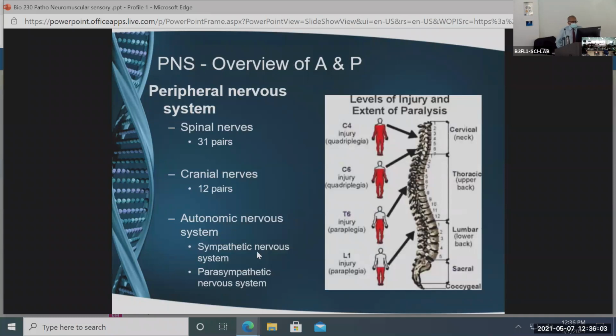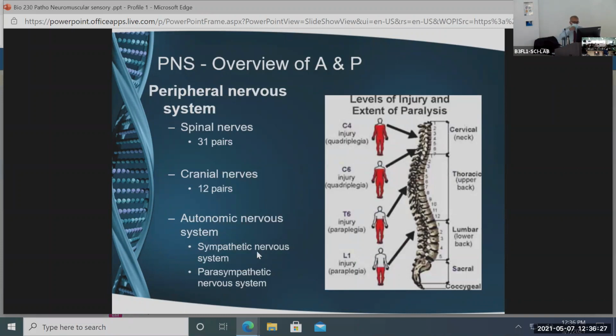Okay. So this is the peripheral nervous system, 31 pairs and 12 pairs. 31 pairs spinal, 12 pairs cranial. Now the autonomic nervous system has the sympathetic nervous system and the parasympathetic.